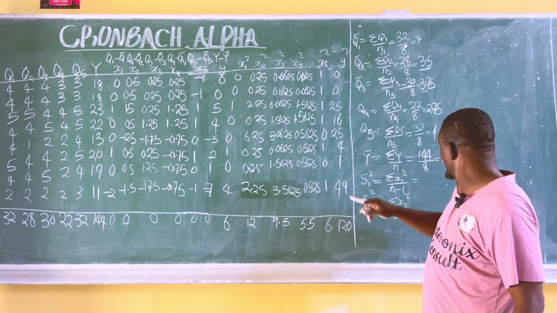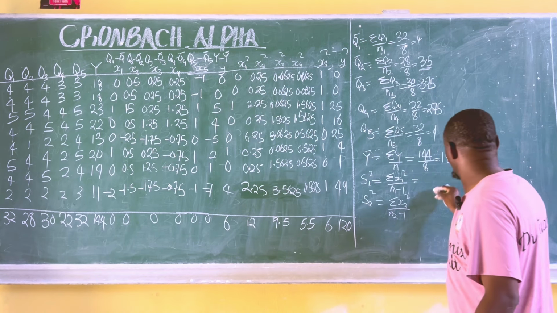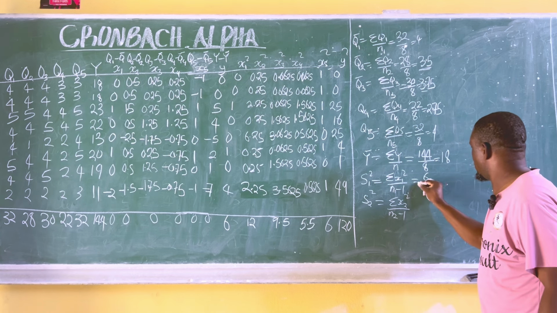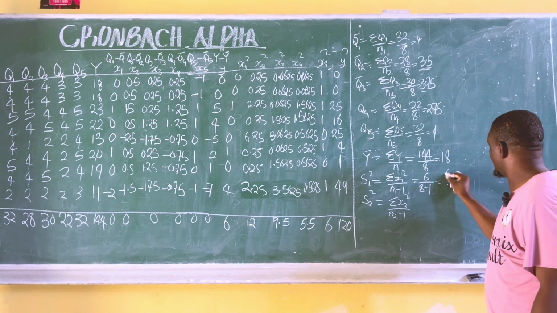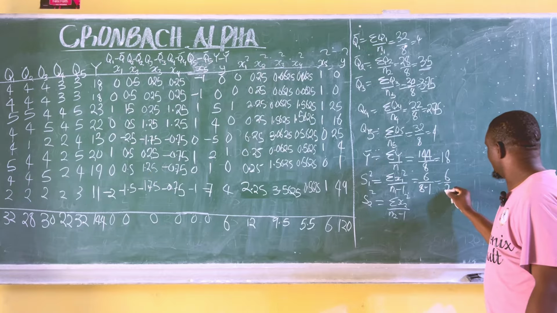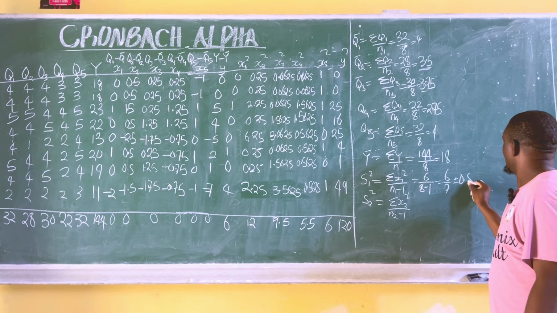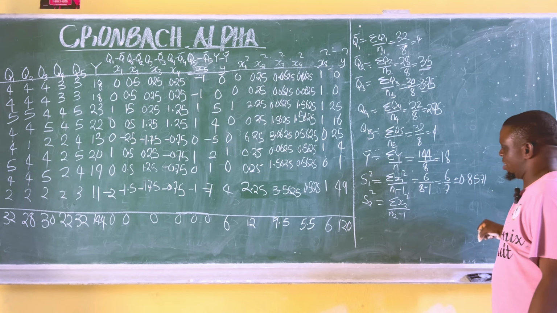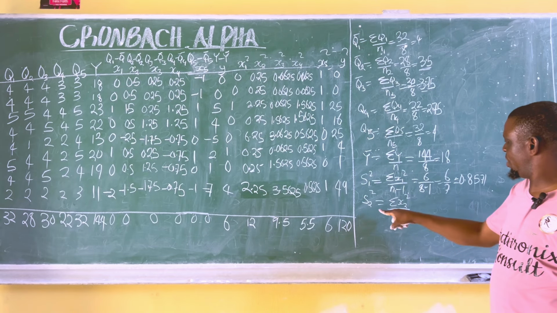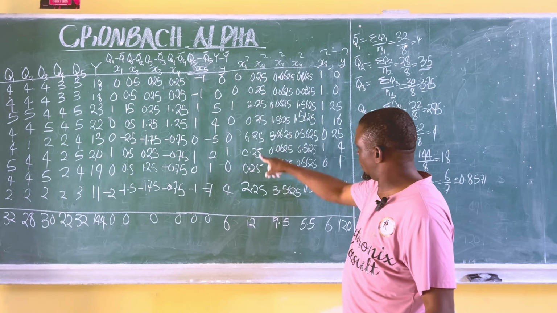So the sum of x1 square is 6. So we'll have 6 all over N1, which is 8 minus 1. So we'll have 6 all over 7. And 6 over 7 is 0.8571.